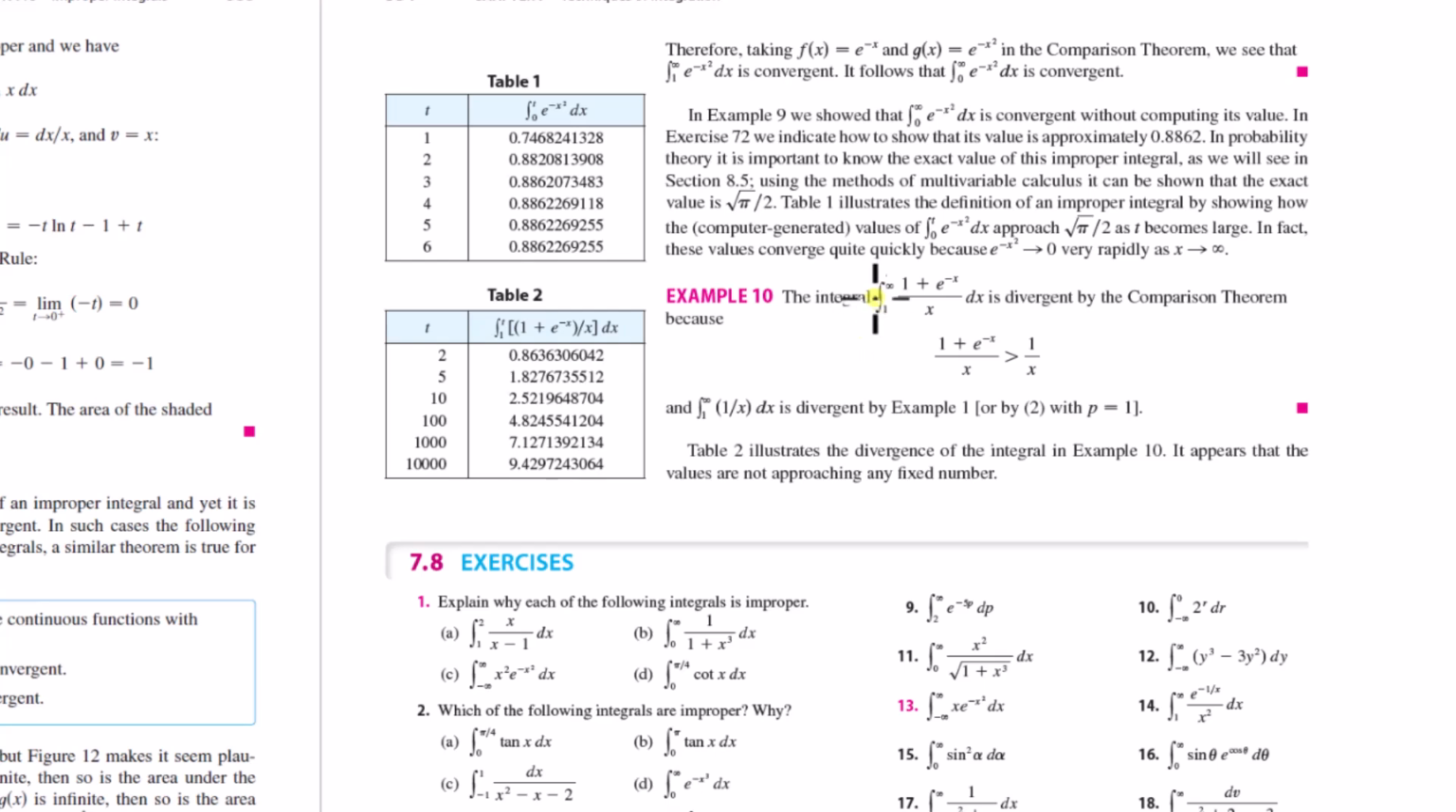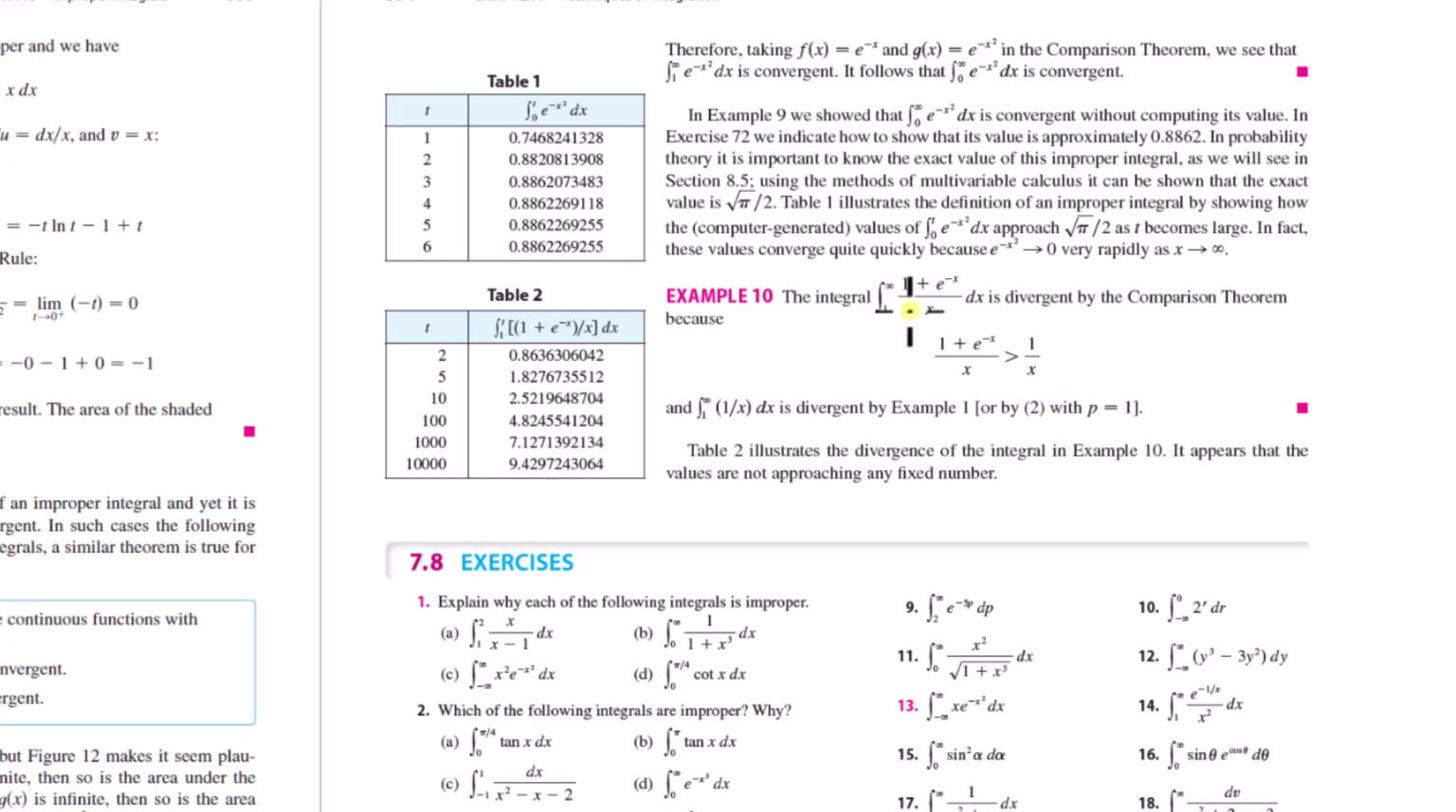The integral from 1 to infinity of (1 plus e to the minus x) over x dx is divergent by the comparison theorem, because we know 1 over x, if you put that into an improper integral from 1 to infinity, is divergent.